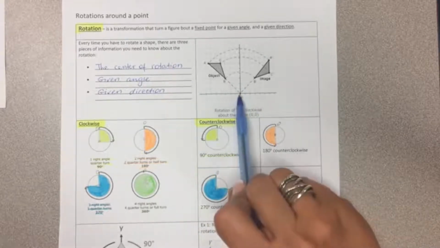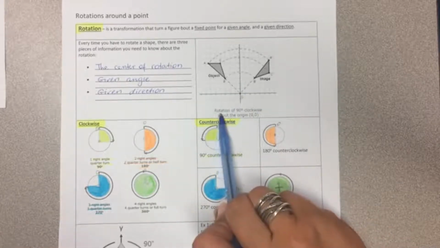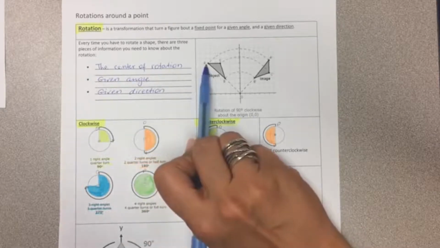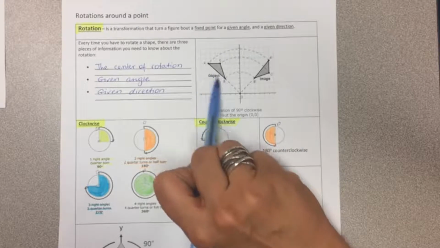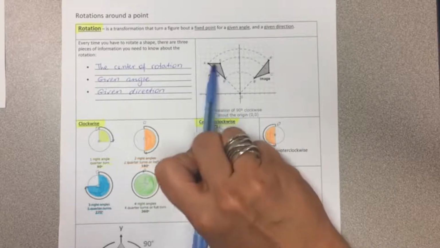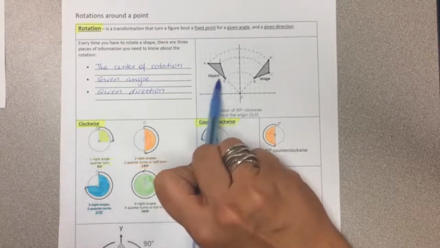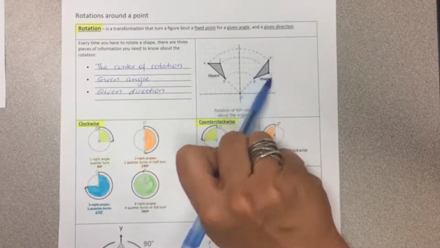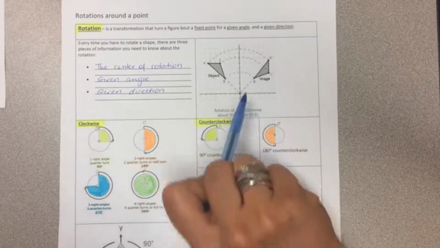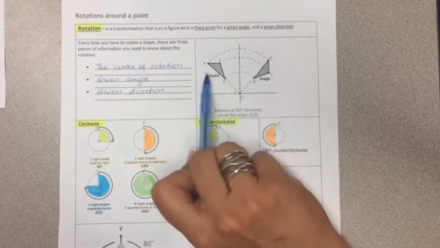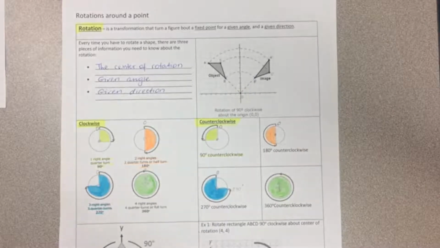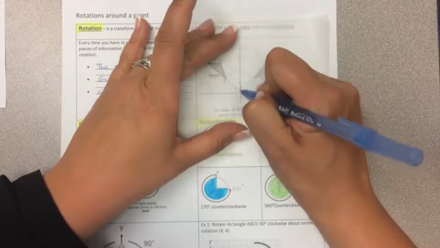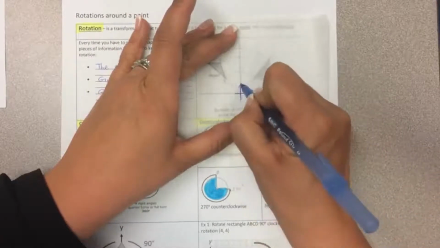If I have an image here and I have two triangles, this rotation is 90 degrees clockwise. The pre-image ABC is the object, or the original shape. The image, labeled with primes, A prime, C prime, B prime, is the result after rotation. So if I was to check, this rotation is around the center of rotation, the origin, or (0, 0).